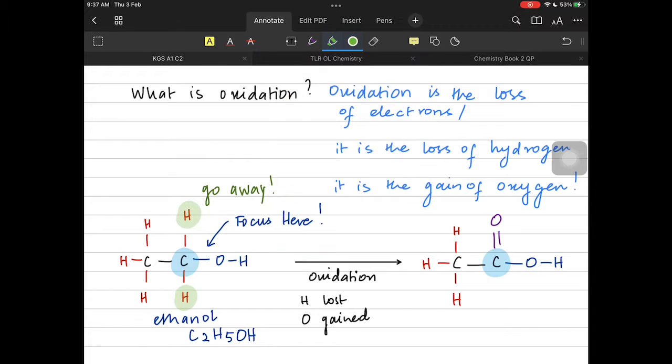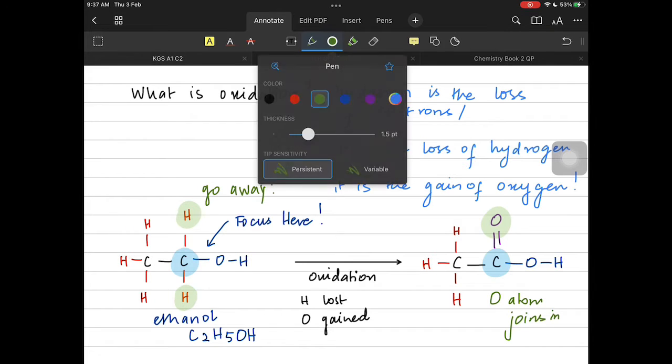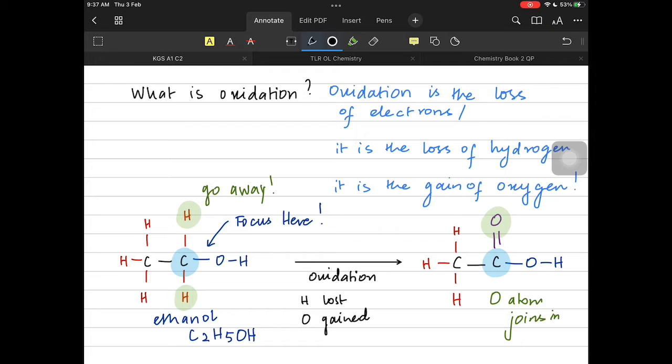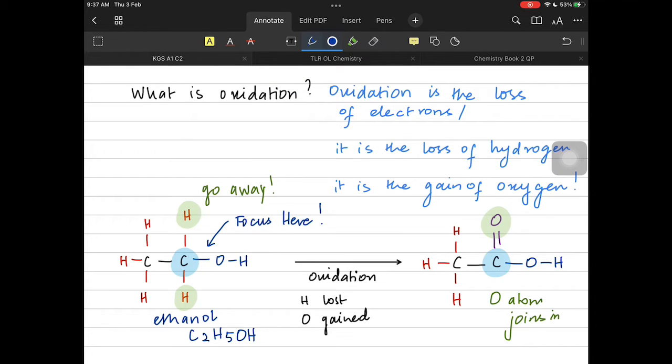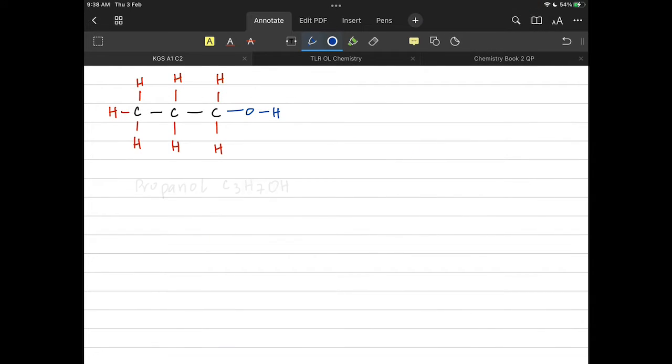So when the hydrogen atoms go away, we have space for a new atom, and that is an oxygen atom that connects itself to my central carbon. So the oxygen atom joins in. This is how alcohols are oxidized and we get something new. This new compound still has two carbon atoms over here, but it's not ethanol anymore. It becomes something new, which is ethanoic acid. So ethanoic acid, or we are going to see later that it's a carboxylic acid.